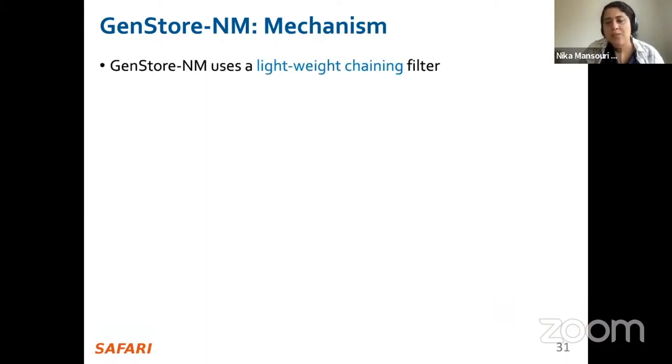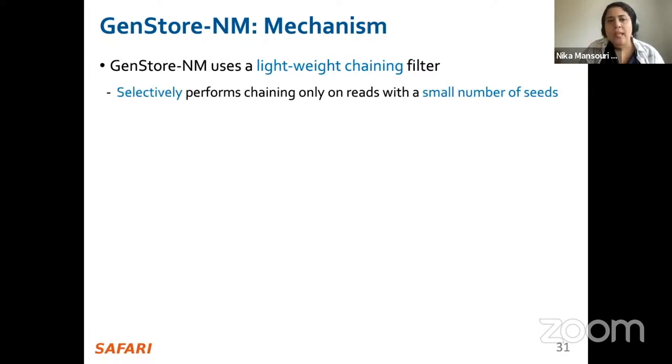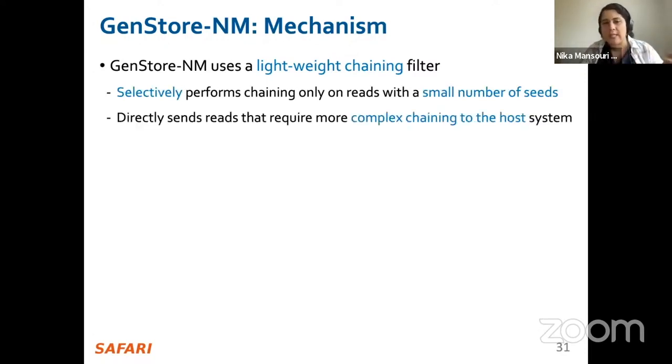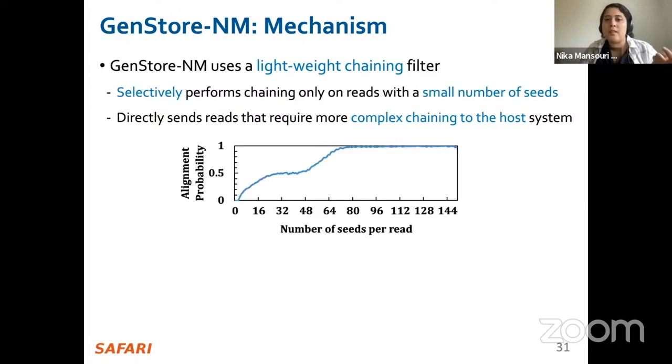GenStore-NM uses a lightweight chaining filter that selectively performs chaining only on reads with a small number of seeds, and directly sends the reads that would require more complex chaining to the host system. So why would we want to do that? This idea is based on our observation from analyzing a wide range of real-world genomic read data sets. Let me show you an example here.